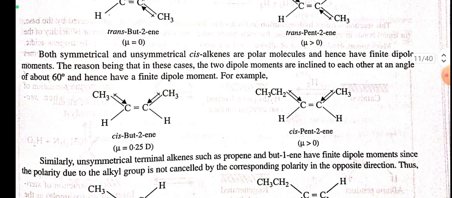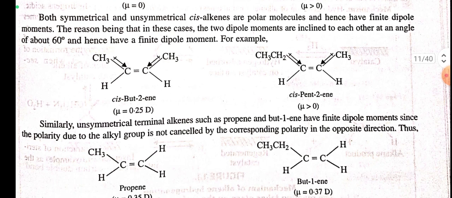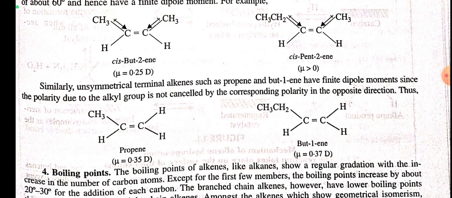Both symmetrical and unsymmetrical cis alkenes are polar molecules and hence have finite dipole moments. The reason being that in this case, two dipole moments are inclined to each other at an angle of about 60 degrees and hence have a finite dipole moment. For example, cis-2-butene has a dipole moment of 0.25 D and cis-pent-2-ene has a dipole moment that is smaller.